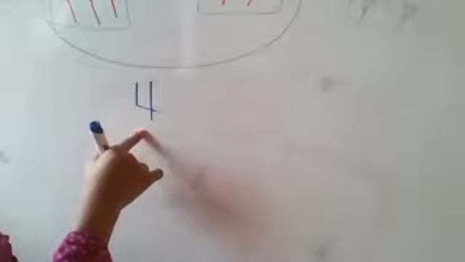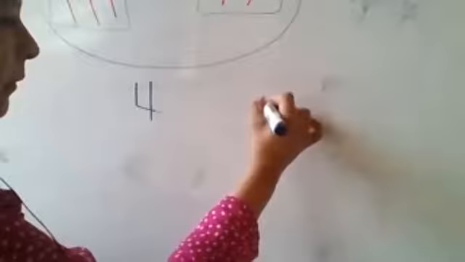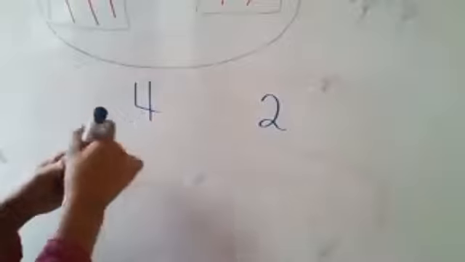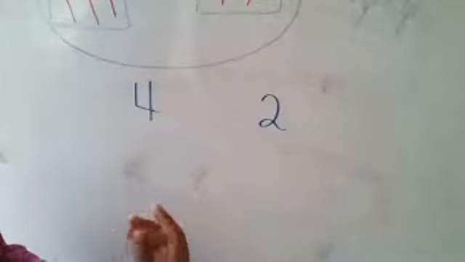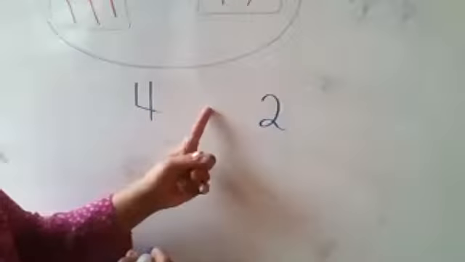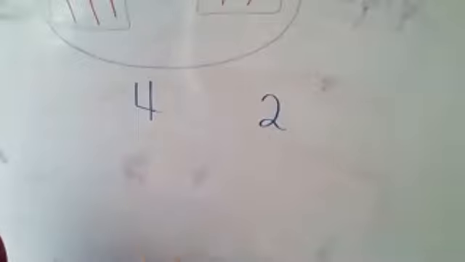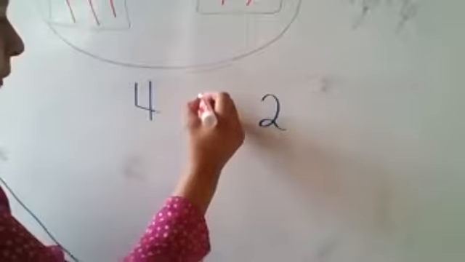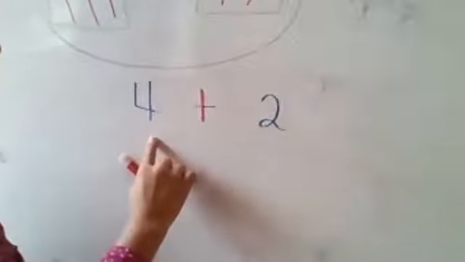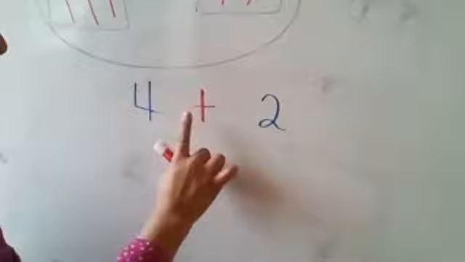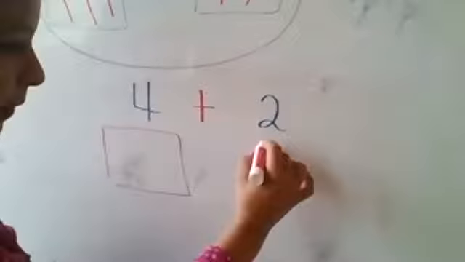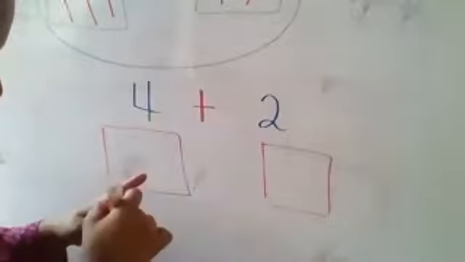4, Miss. 4, very good. And here, what number do we have? 2. 2. Good job. Okay, if I am talking about addition, what is missing here? Equals or plus? Plus, right? And now we have our addition. 4 plus 2. Ah, but the groups are missing. Remember that we need to have our groups.